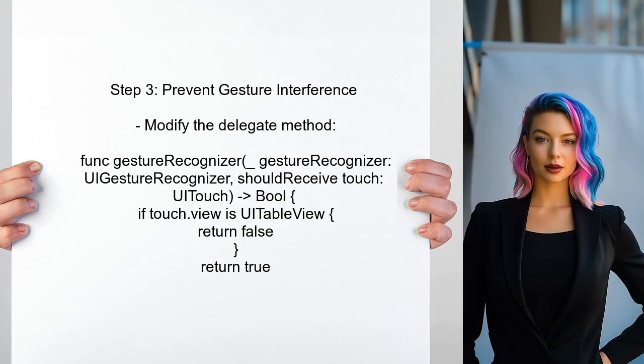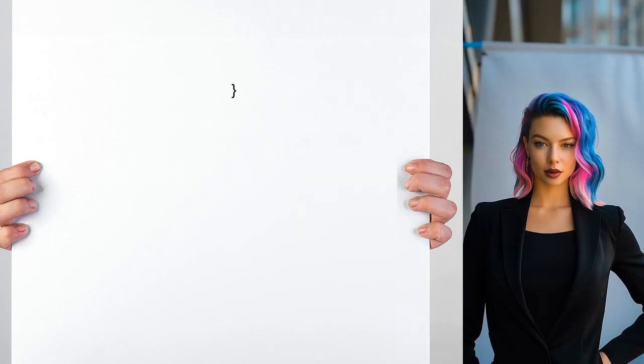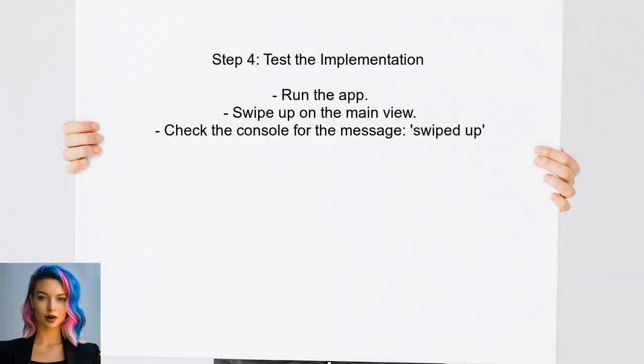Additionally, the user should ensure that the gesture recognizer does not interfere with the table view's scrolling. This can be done by returning false in the delegate method when the table view is being interacted with. Finally, the user should test the implementation. They can do this by running the app and swiping up on the main view to see if the gesture is recognized and the message is printed.